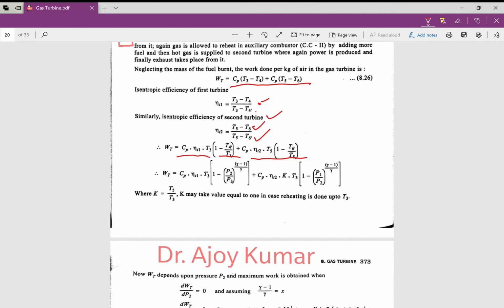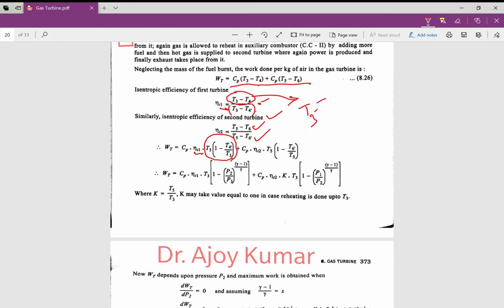Cp (T3 minus T4). For T4, look here. This T3 minus T4, can we write that as a multiplication of the turbine efficiency with the whole value? So Cp into turbine efficiency into this one. This can be written like, say, T3 minus T4, which I am writing over here.